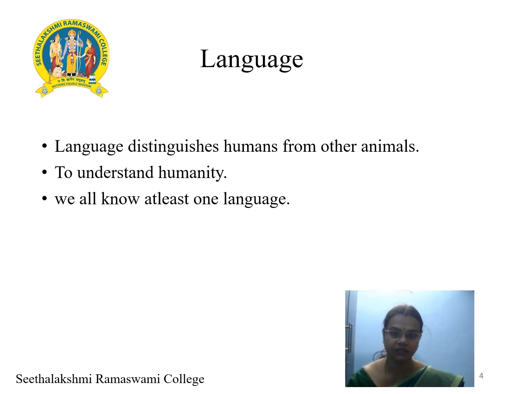Language is important in humans because only its possession distinguishes humans from other animals. To understand our humanity, one must understand the language that makes us human. Human beings become human because we all know at least one language.